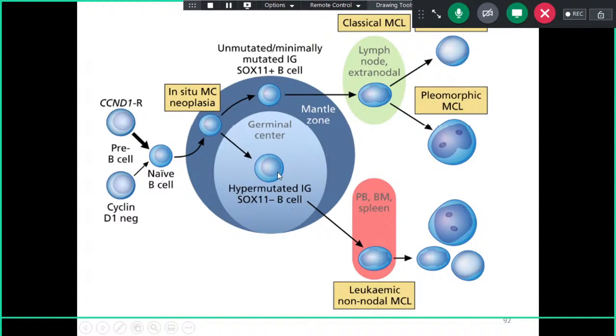If it is hypermutated immunoglobulin and SOX11 negative, it forms the leukemic non-nodal pathway, and it is mostly a little bit indolent. If it goes in this way, unmutated or minimally mutated immunoglobulin, here SOX11 is positive, and they come out from the mantle zone and present as a nodal or extranodal mass, and they form the classical mantle cell.